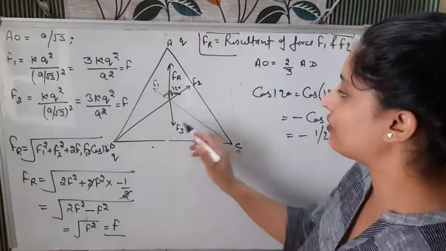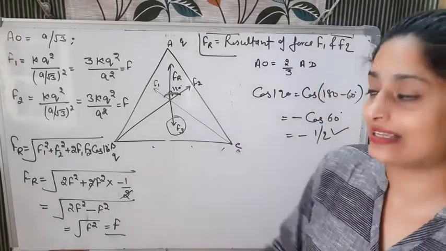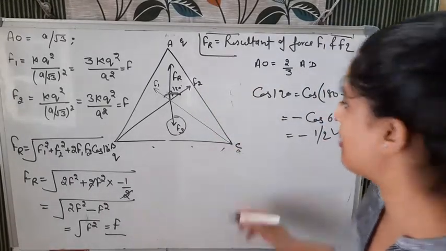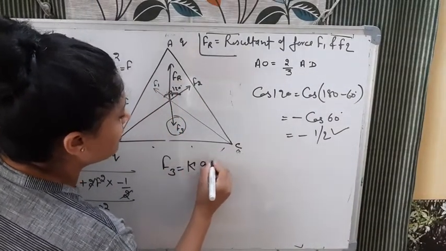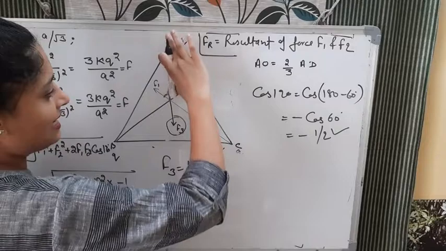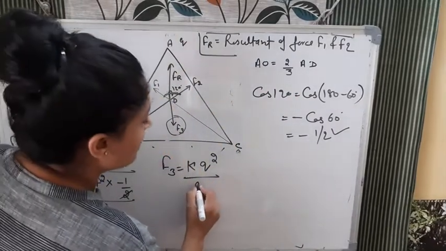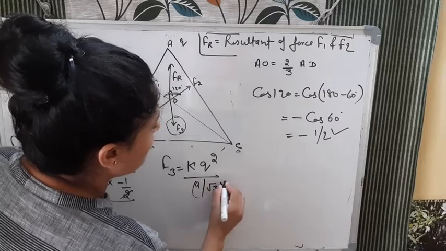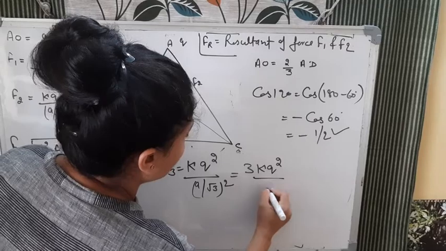Now what we need to calculate is this F3. We will see whether it is equal or opposite, or it is more than or less than Fr. So that we will find out. F3, how we will calculate? To calculate F3, same formula, K Q square divided by this distance AO. AO, what? We calculated. It is equal to a by root 3. So a by root 3 square. What you will get is that it is equal to F only.